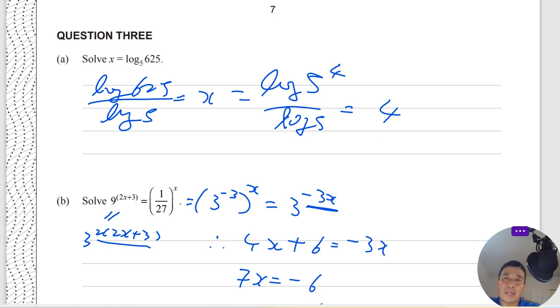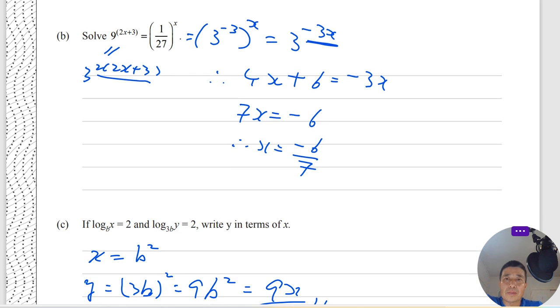So according to the log property, this is log 625 over log 5. So x is how much? Well, 625 is 5 to the power of 4, right? So 4 comes to the front, log 5 over log 5 is 1, so the answer must be 4.